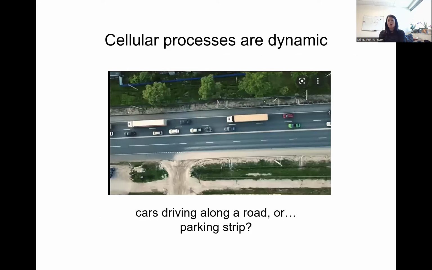Okay, so again, the theme of the first class today will be that cellular processes are dynamic. Here's one image, a picture at one point in time. You might think this is obviously a street and the cars are driving along it, but honestly, you don't really know because it's a static image. What if I were to say it's actually a parking strip and these cars are not moving at all? You wouldn't know unless you had a time frame before it or after it to understand whether these cars are moving or not.